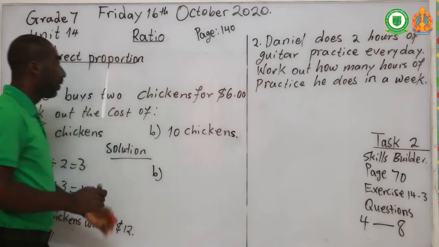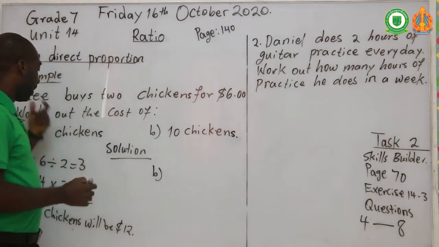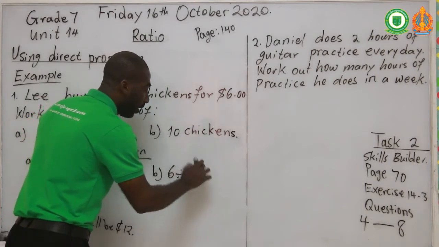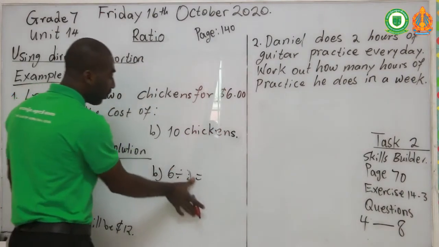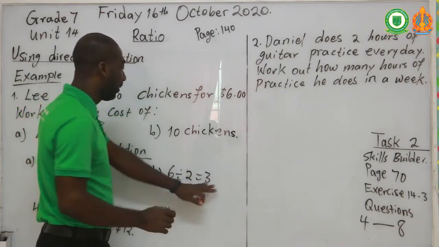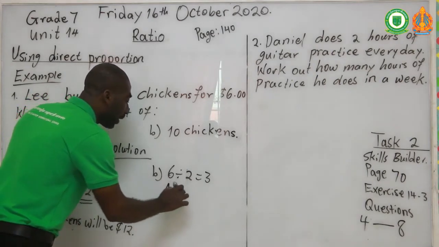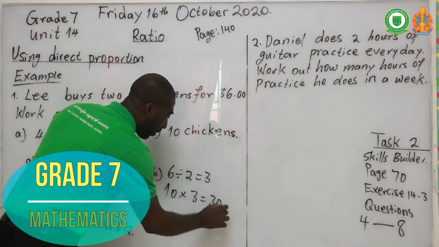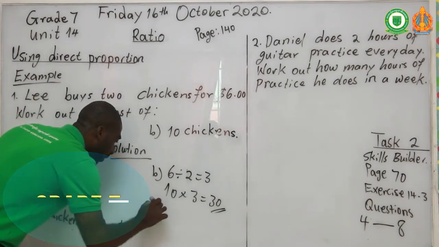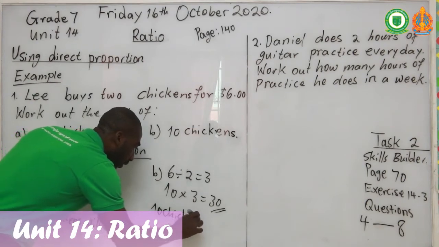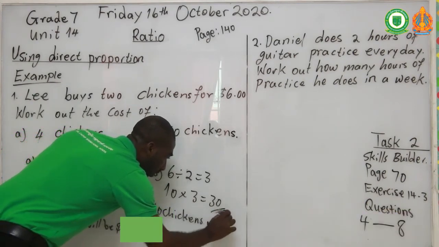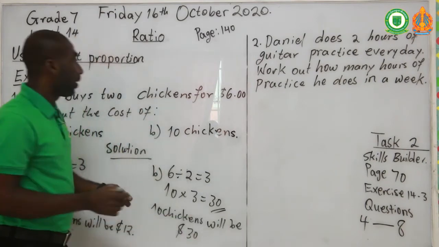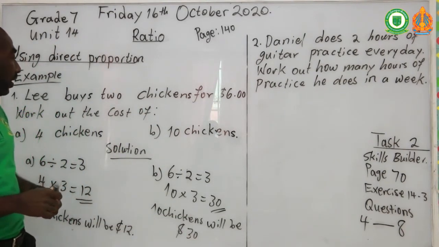Now let's look at B. Our unit is 3 here, so the same approach, we divide 6 by, no, by 2, sorry. That will be equal to 3. And now she buys 10, so we need to multiply 10 by 3, and that will give us 30, okay? So 10 chickens will be $30.